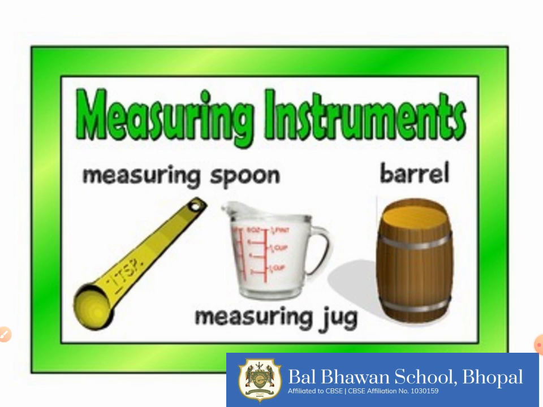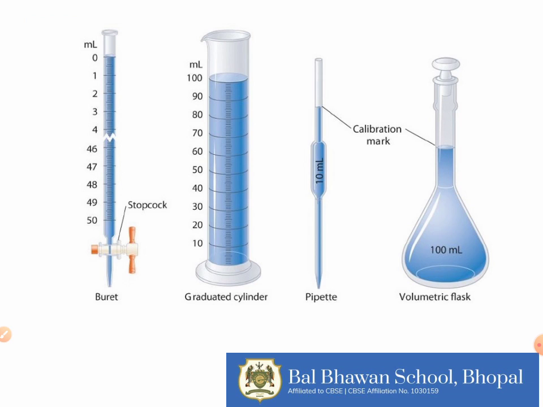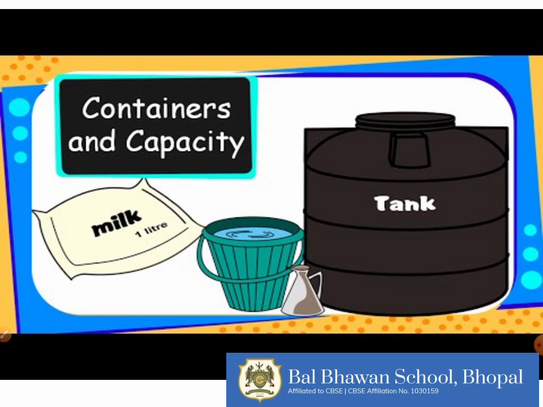But if we have to measure the quantity of milk, then we will definitely use a measuring jug. And if we have to measure the quantity of oil or petrol, or we are going to keep them and export them, for that we use barrels. But there are certain instruments that are used in laboratory for specific measurement of liquid, especially in small quantities. For example, a burette, a graduated cylinder, a pipette and a volumetric flask.